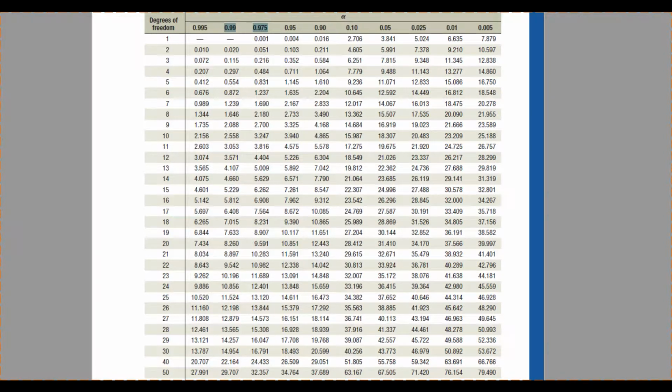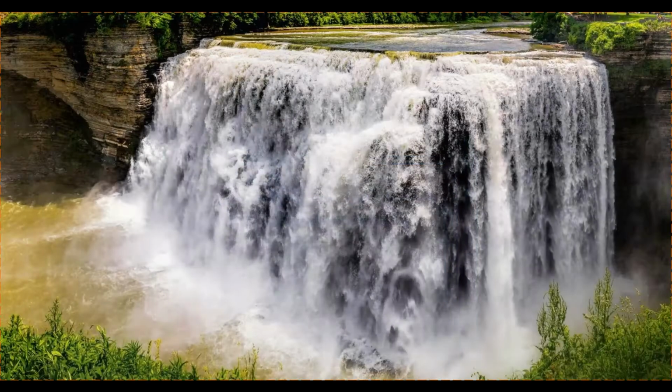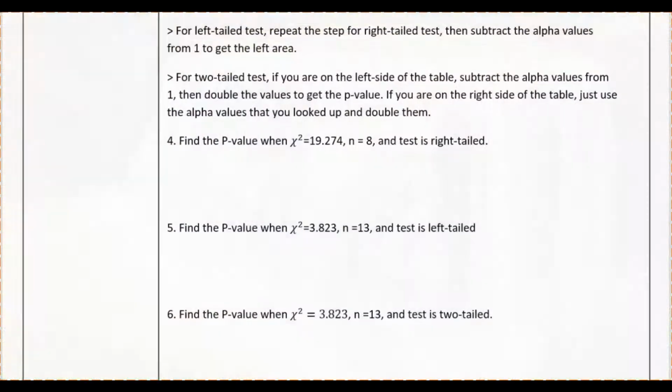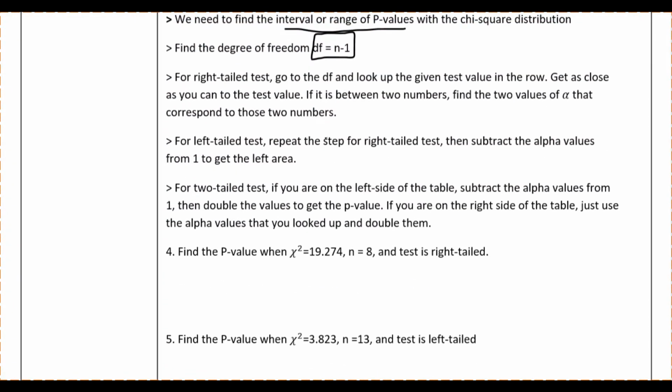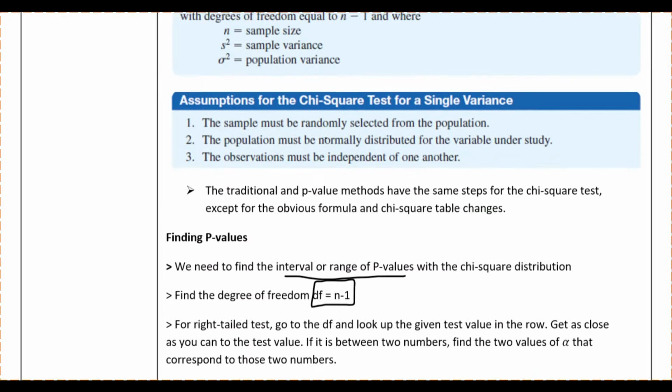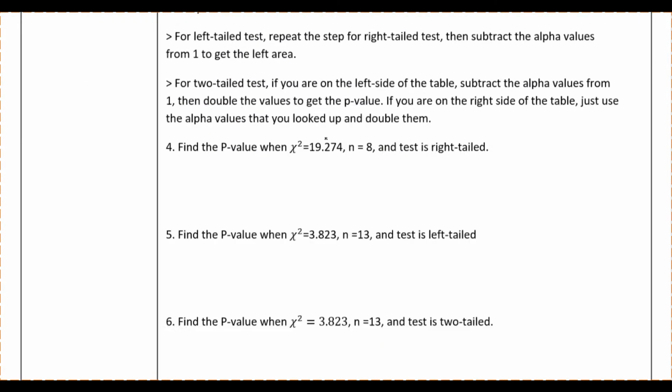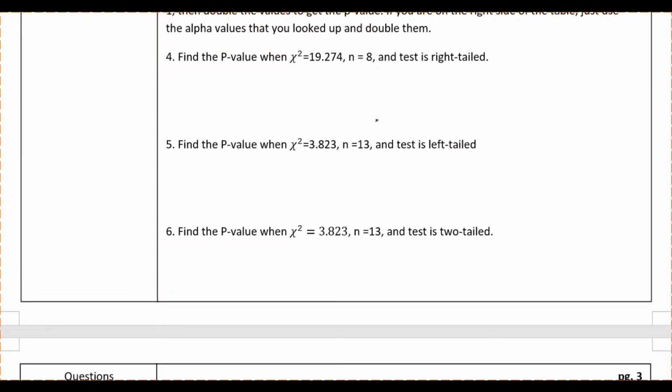All right, so I know this seems like a lot, but we're going to do a couple of problems. So if we look at this problem here, number 4, we're going to practice finding the p-value. This one says that the chi-square, or the test value, is 19.274. So this right here is the test value that I mentioned earlier. And we have a sample size of 8, which means that we need to find our df. So our df is 8 minus 1, or 7.